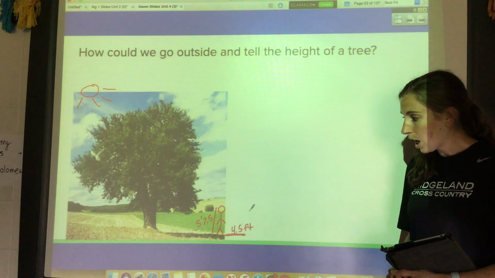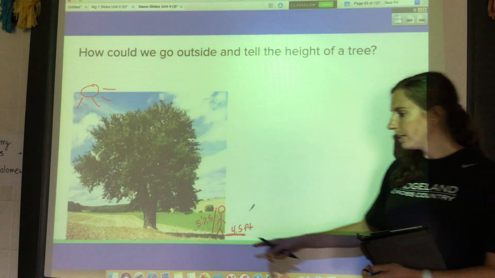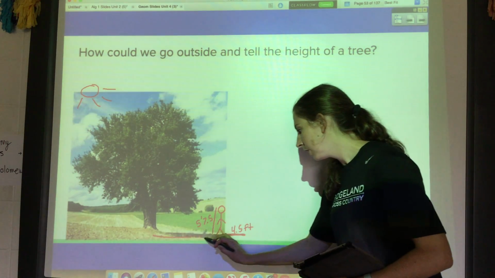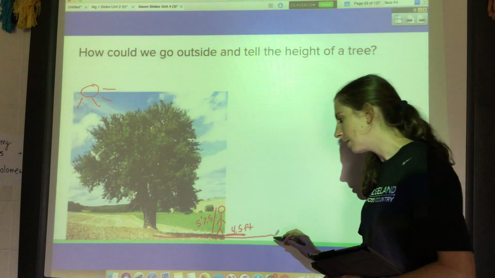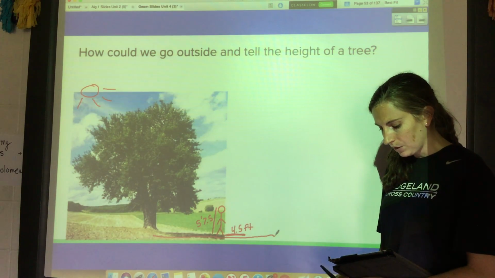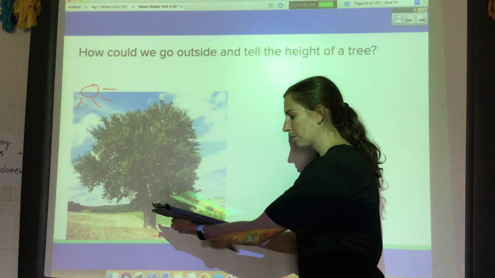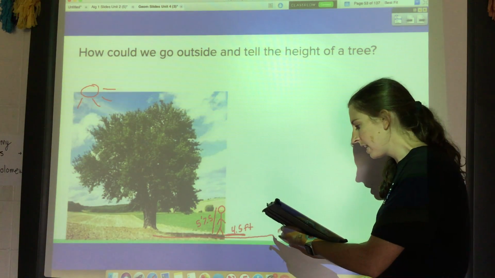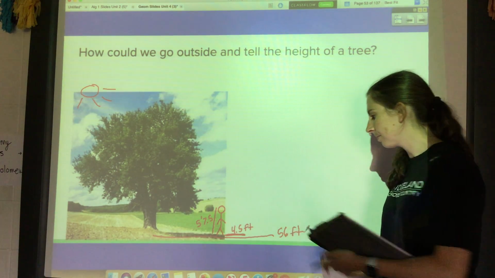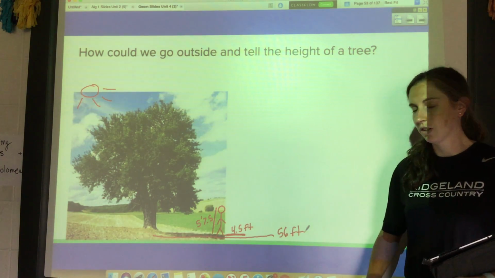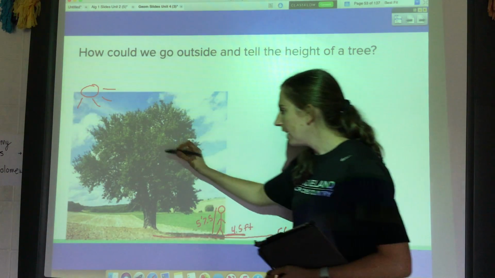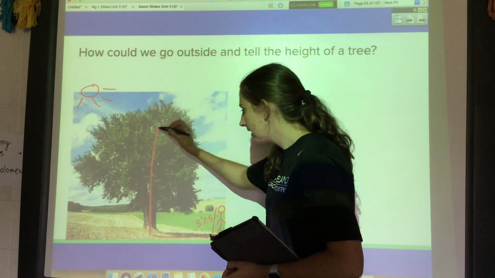Okay, you also measure the tree's shadow. So the tree's shadow is, let's say it keeps going for a ways. You would have to use a tape measure and actually measure it out, but the tree's shadow, let's say just for this problem, is 56 feet, which is a lot longer than your shadow, and that makes sense. And using this information, I can find the height of the tree.